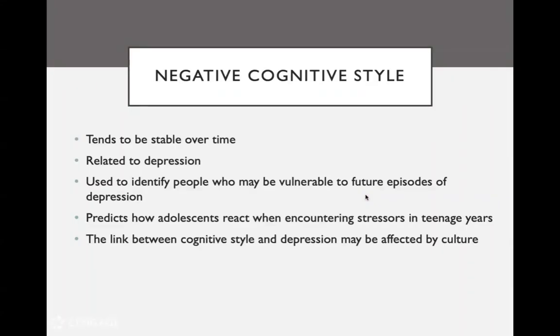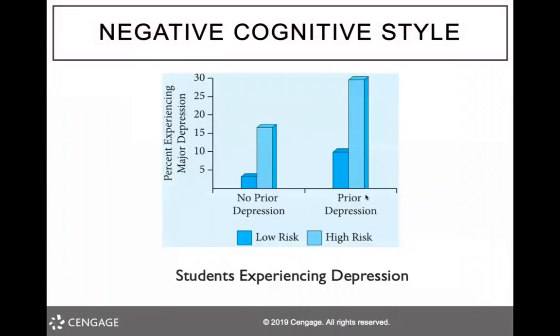Negative cognitive style tends to be stable over time. It's related to depression, and it's used to identify people who may be vulnerable to future episodes of depression. It predicts how adolescents react when encountering stressors in their teenage years. The link between cognitive style and depression may be affected by culture.